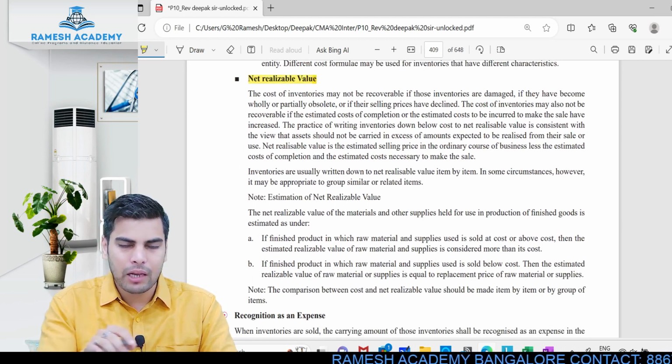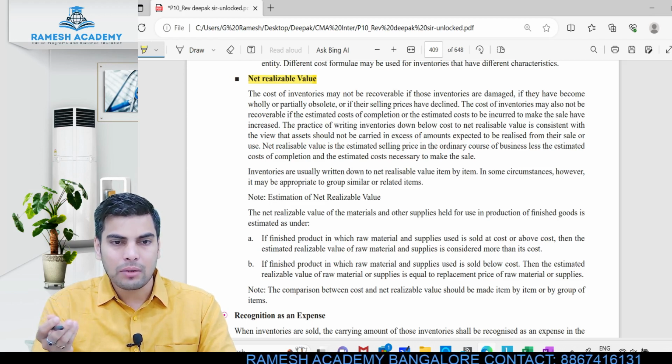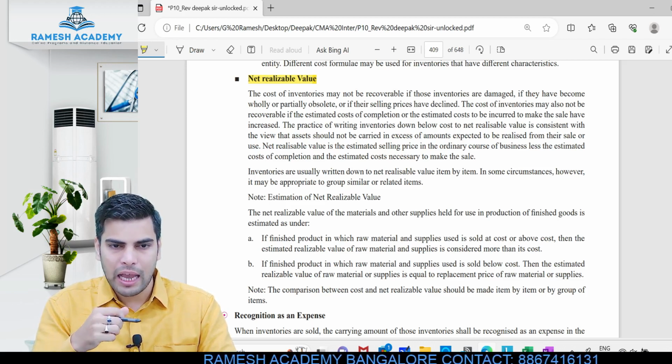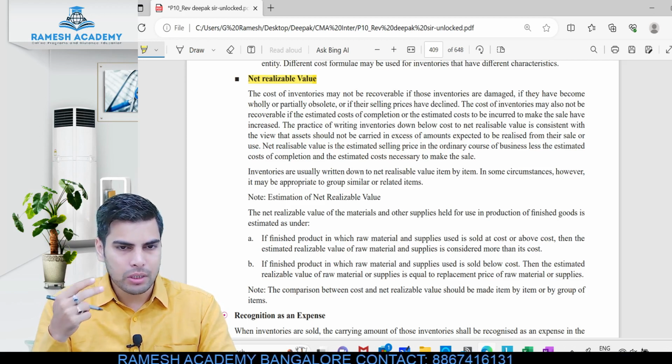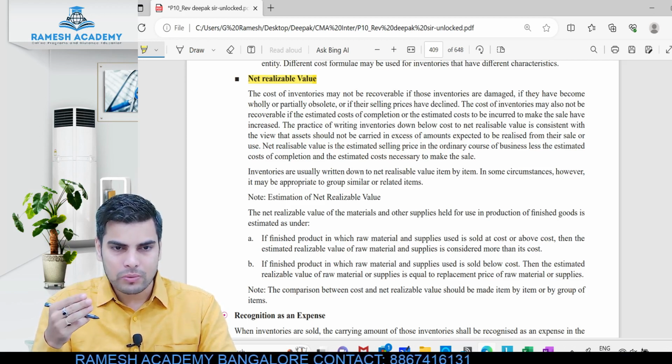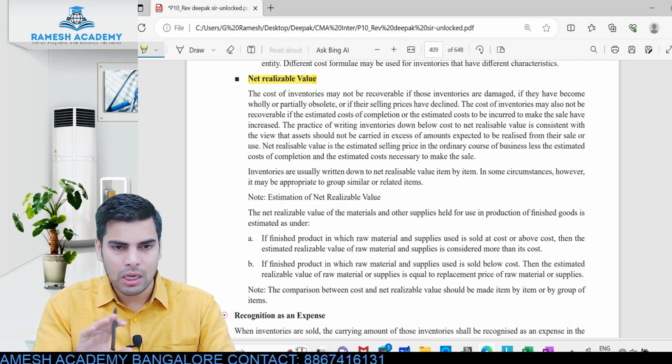Let's talk about net realizable value. We have already discussed the meaning, right? Net realizable value is nothing but the amount which I am going to receive. And how do we calculate it? The estimated selling price minus the estimated cost of completion minus the estimated other costs necessary for the purpose of selling this particular product. If you remember this much, it is more than sufficient.